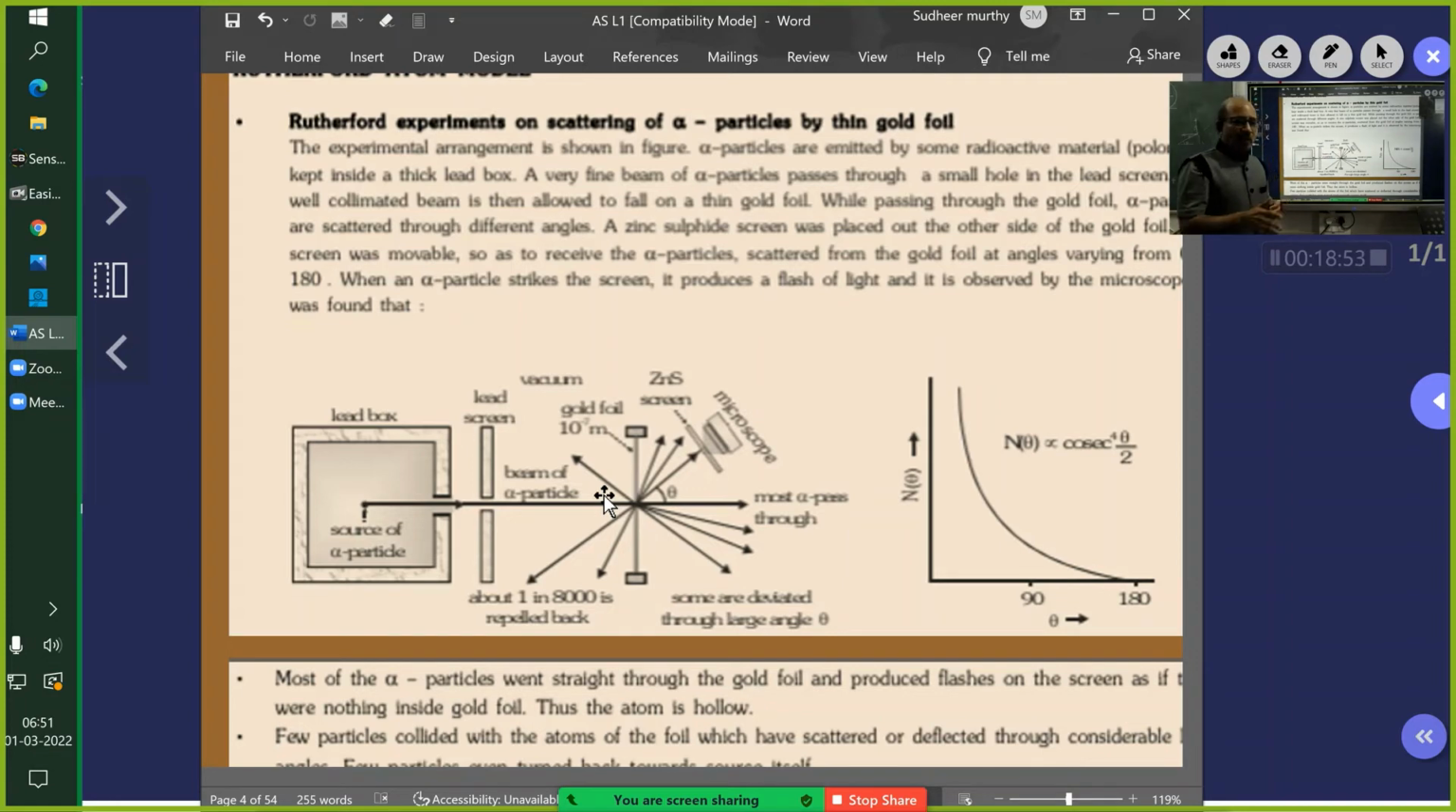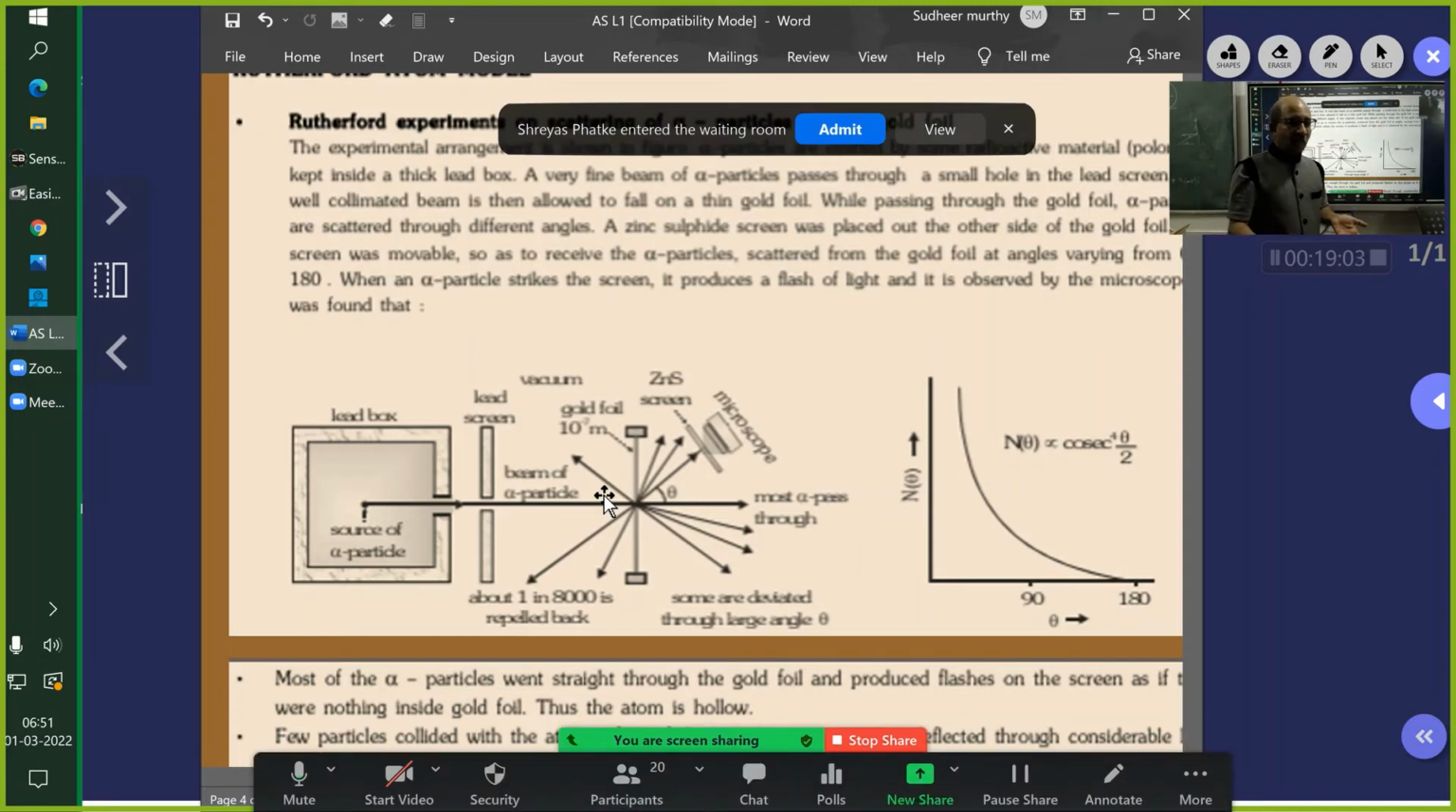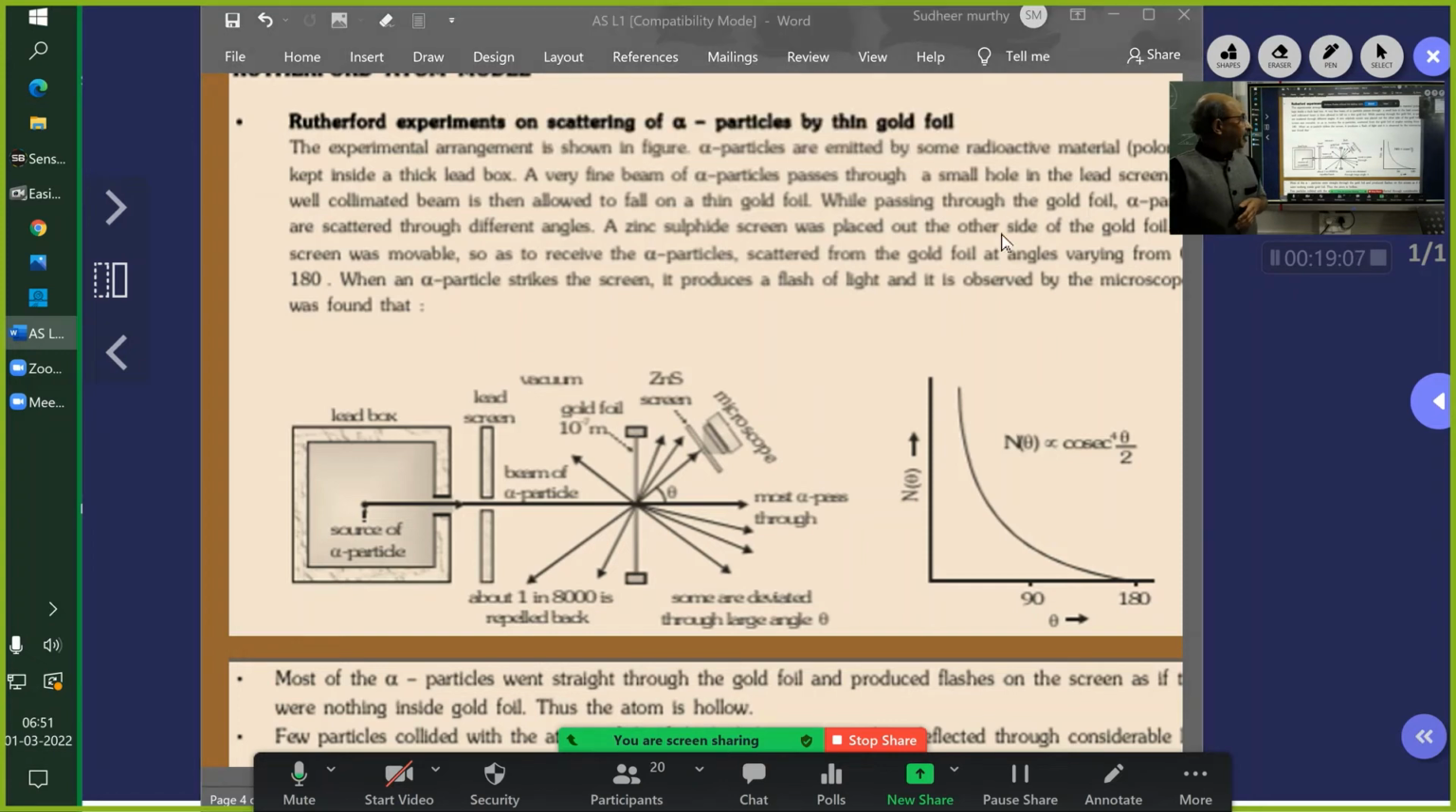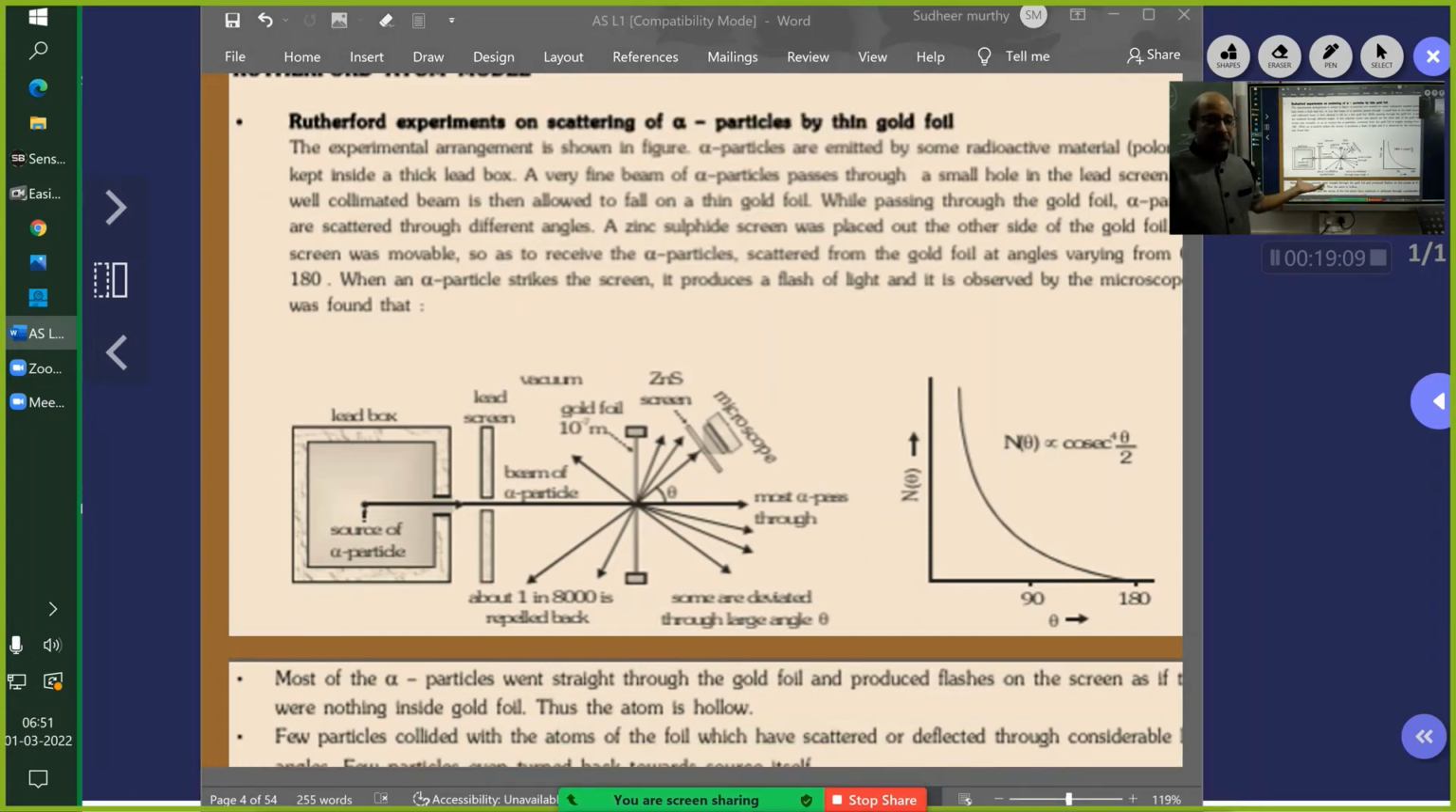Another important property of gold, Au, is that it is available in its native form. All others, like iron, you will get only in compounds, not in native form. But gold and platinum are metals that you get in the earth in their native form.